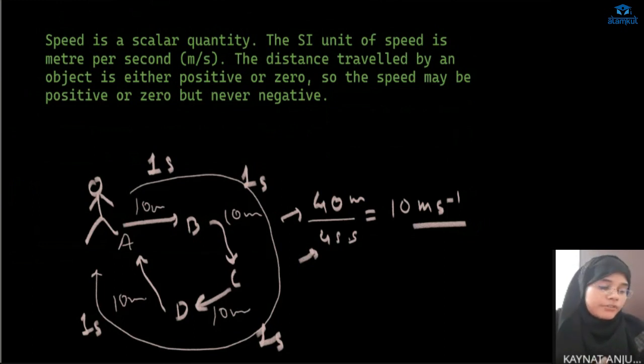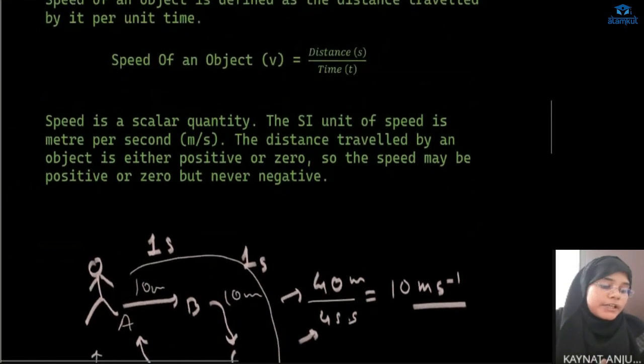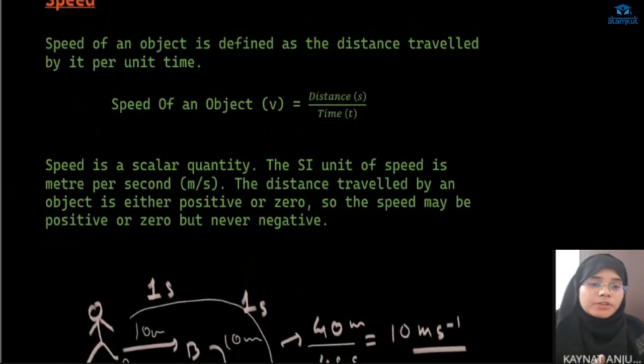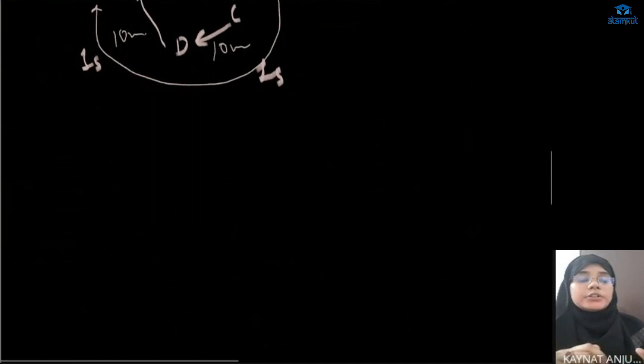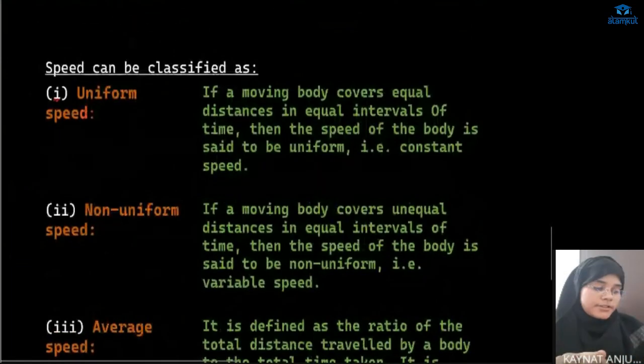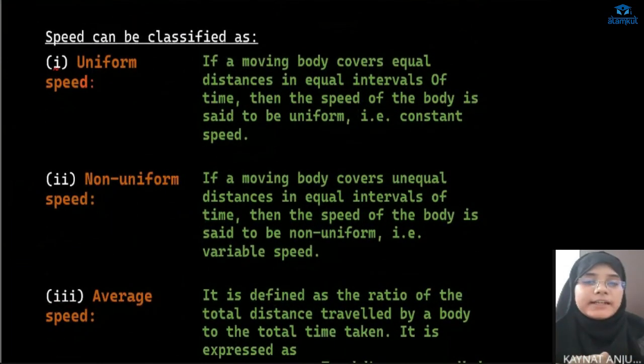Fine. So we are going to discuss now the types of speed. There are 4 types of speed. Okay. And 2 we already have discussed in the last lecture. For uniform motion and non-uniform motion, we discussed in the last lecture, right?